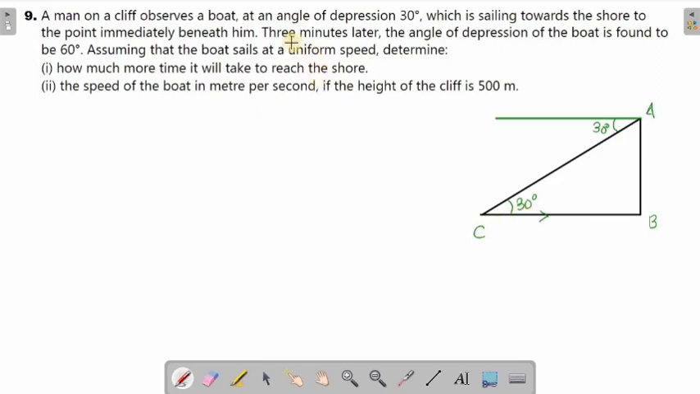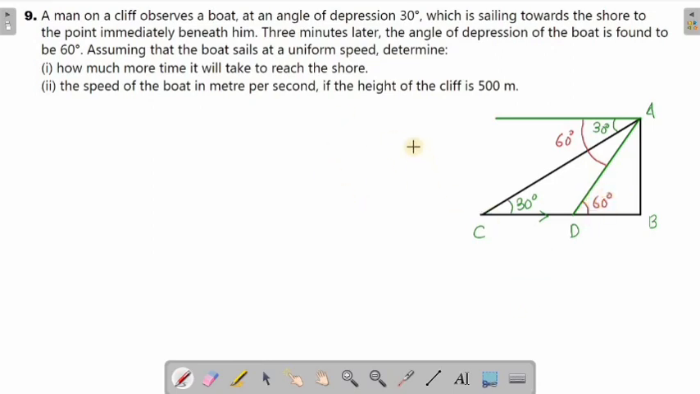Now 3 minutes later, if the boat is out here, after 3 minutes its position is going to be somewhere over here. So after 3 minutes, let's say the boat reaches this point, let me call this point T. At that time the angle of depression, that is this angle, is given to be 60 degrees. If this is 60 degrees, obviously this will also be 60 degrees, isn't it?